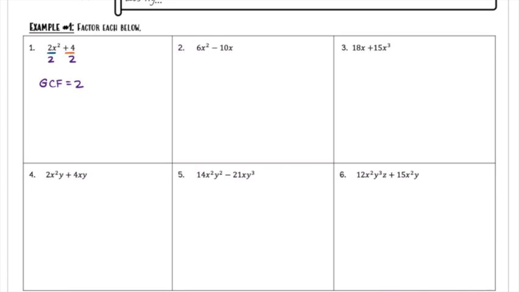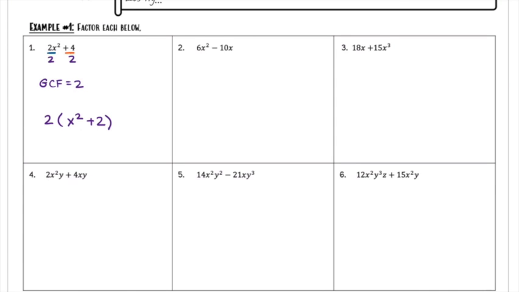So what do you do with the GCF? You take it out and you divide each term by 2. If I divide the first term, 2x squared, by 2, we get 1x squared. If I divide positive 4 by 2, we get a positive 2. And that is it. I can't keep going.